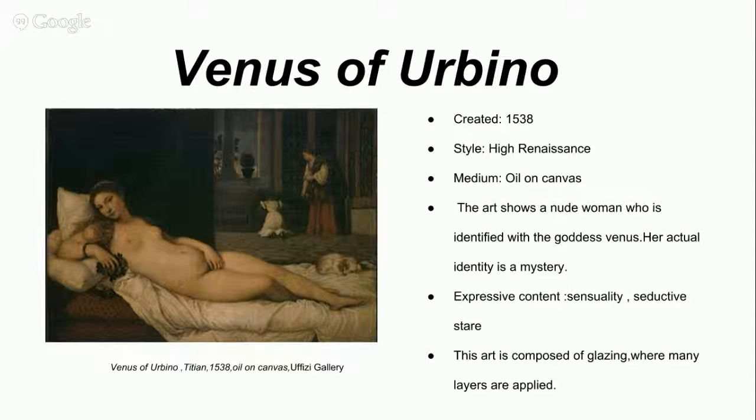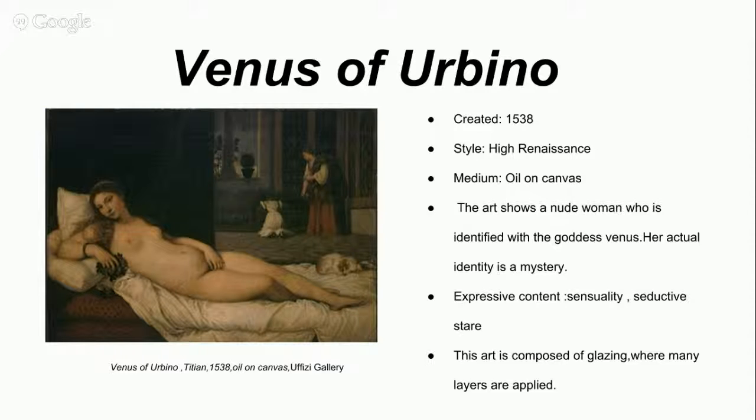The expressive content is that it has an amount of seductiveness. She has a seductive stare. She is looking vaguely at the viewer, but if you look deep into her eyes, she has a seductive stare. And the art is composed of something called glazing. In Olympia, it was more of a realistic look, but when you look at the Venus of Urbino here, it's made up of a lot of layers, 10 to 15 layers, to really get that rich 3D effect on the images.